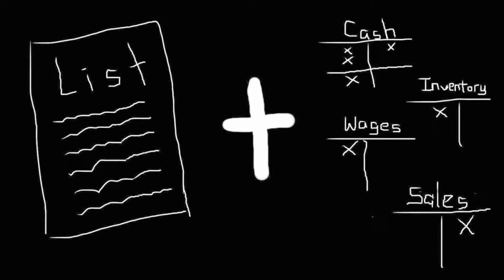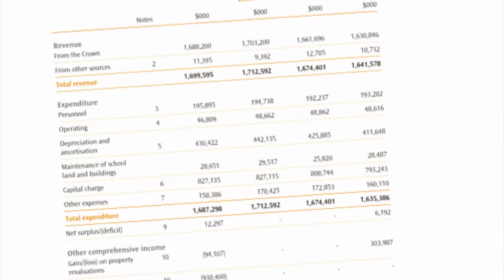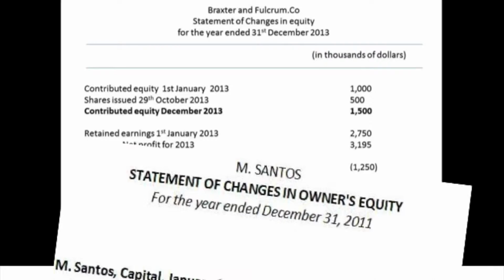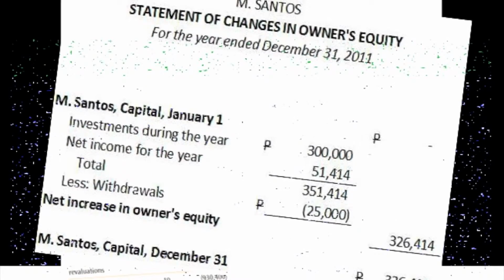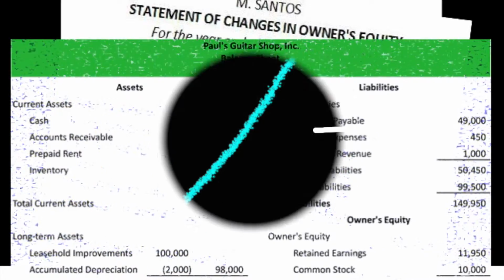Hi everyone, today I'm going to talk about trial balance. Trial balance is a list of ledger accounts and its closing balances which is recorded at the end of an accounting period. It is the first step towards the preparation of financial statements such as statement of comprehensive income, changes in equity and financial position.